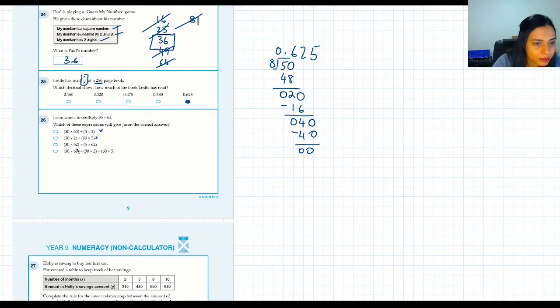Here we're doing 30 times 62 plus 5 times 62. That looks correct. So this 35 can be written as 30 plus 5. So as long as you're multiplying 30 with 62 and then adding 5 times 62, we'll still get the same answer, which is what this is doing. And let's look at the last one, 30 times 60 plus 30 times 2, good, plus 60 times 5. But it's missing the 60 times 30 option, so it has to be C.